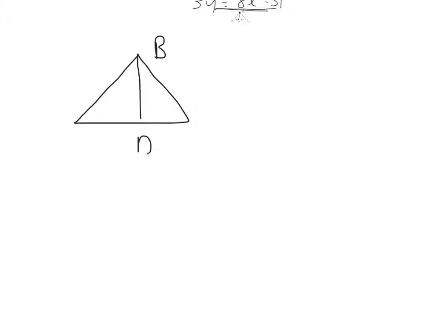We're now going to look at altitudes. An altitude is a straight line that comes from a vertex, a corner of a triangle, and it cuts the opposite side at a right angle. So for example, this line BD would represent an altitude that comes from a vertex and cuts the opposite line at a right angle.